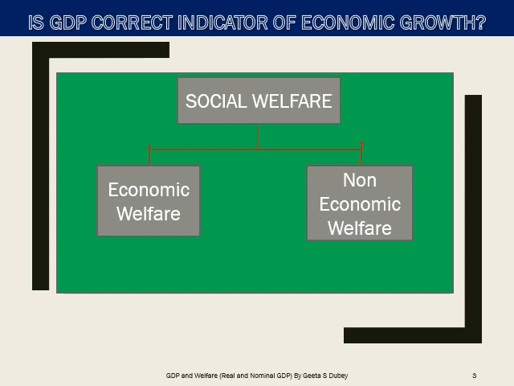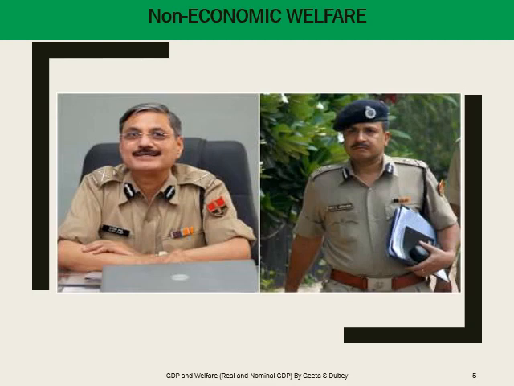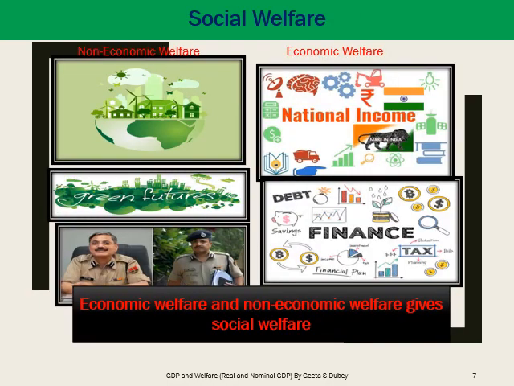Children, as you can see on screen, welfare or social welfare or total welfare can be categorized as economic welfare and non-economic welfare. As the term itself suggests, economic welfare covers national income and consumption level, that is, what can be expressed in monetary terms. Whereas non-economic welfare covers the law and order situation prevailing in the economy, social security, environmental pollution and so on. The sum of economic and non-economic welfare constitutes social welfare. It means the total welfare of the society.